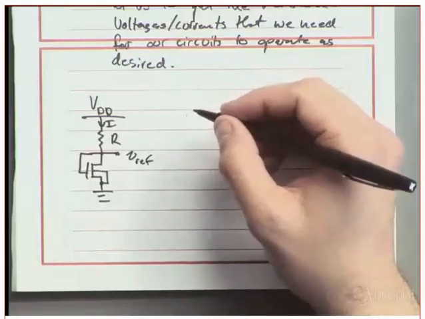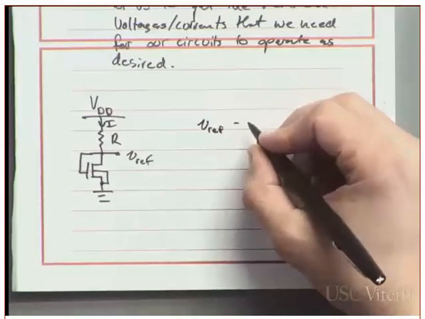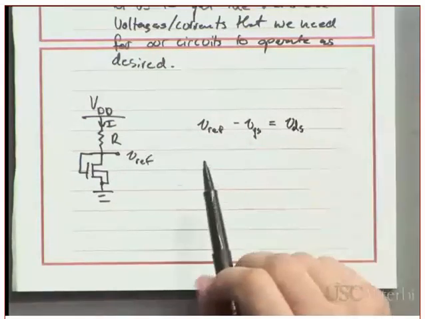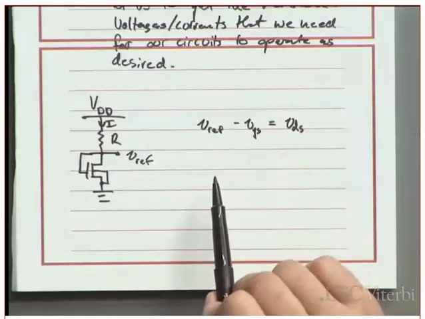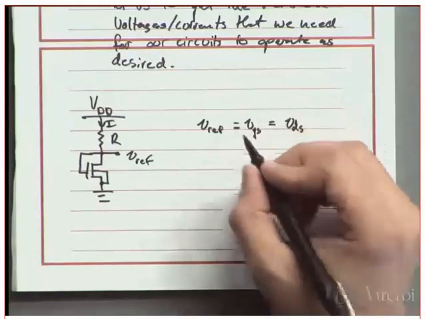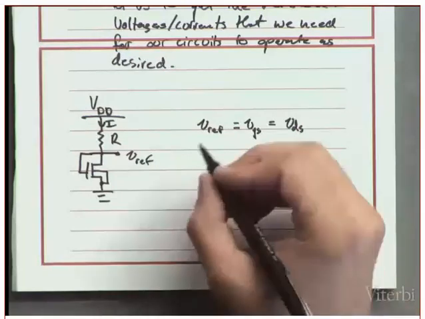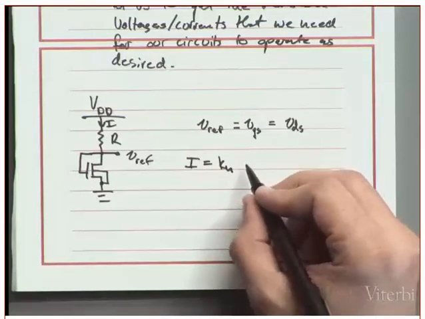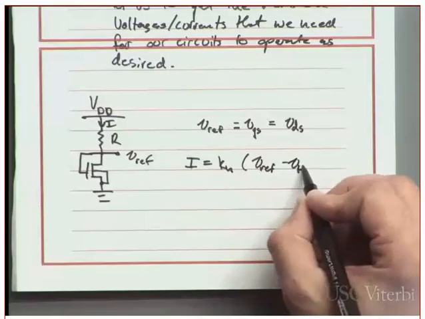But let's look at what we have here. So if I have VREF equals VGS equals VDS. All right, that's what I'm trying to write. And of course, the current going through the thing, KN, now VGS, which I'm going to write as VREF, minus VTH squared.